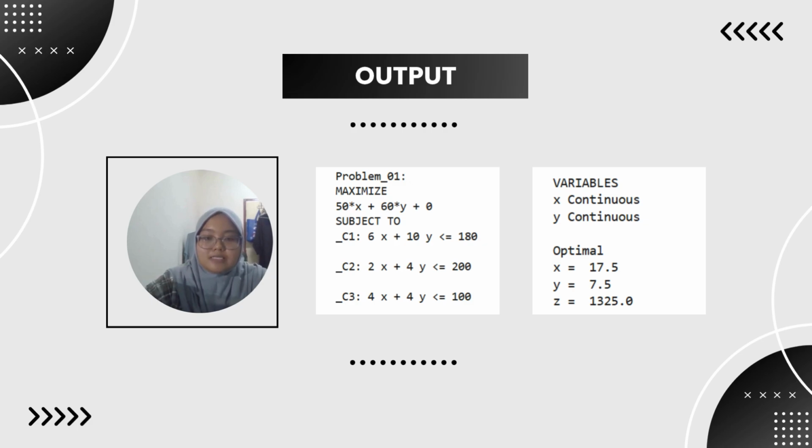I have stated that the low bound is equal to 0. And then lastly, since I have used the print and also solve command, it will display the optimal solution for this question, which is the value of x, y, and z. So for problem 1, the x value is 17.5, and the y value is 7.5. And lastly, the optimal solution for z is 1325.